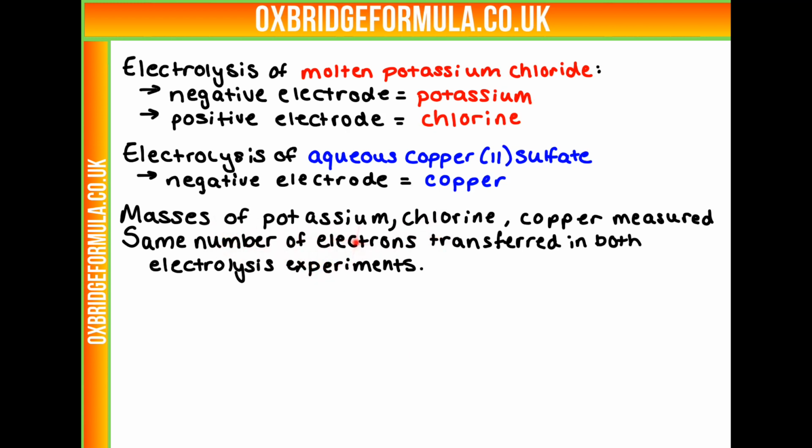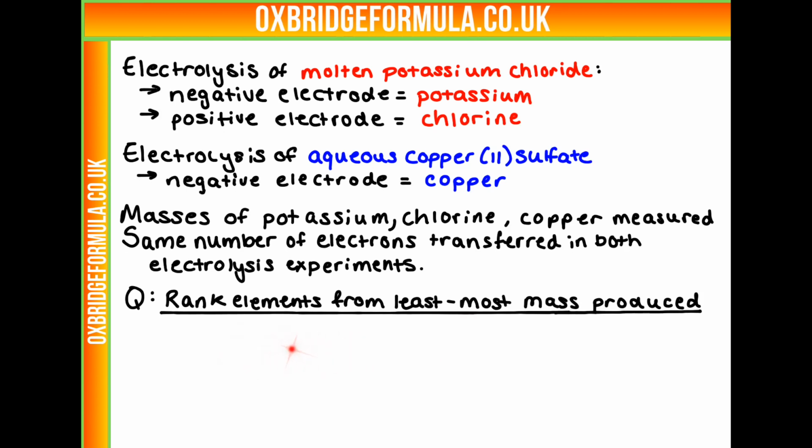And we're told that the masses of potassium, chlorine, and copper were measured, and that the same number of electrons were transferred in both of these experiments. The question we have to answer is to rank the elements from the least to the most mass produced in our electrolysis experiments. So where should we start in this question? We need some way of comparing the masses of each of our elements to each other. And we sort of have something we can use in the question.